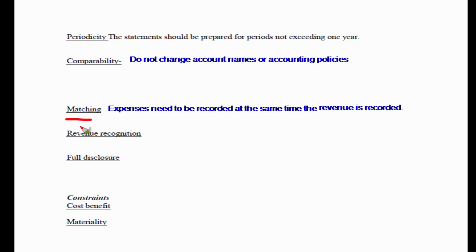The matching principle means that when you record revenue for a company, you must also record the expenses that were required to make this revenue. You cannot, for instance, record a sale in 1 year and the cost of that sale in another year. They need to be matched and put together in the same year.